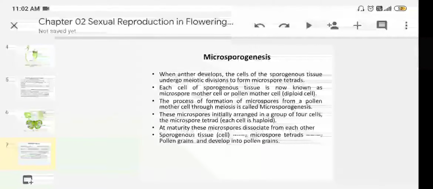At maturity, these microspores dissociate from each other, means they separate from each other. Sporogenous tissue, that is the cells, give rise to the microspore tetrad, and the microspore tetrad gets separated and pollen grains are formed, which afterward develop into pollen grains.